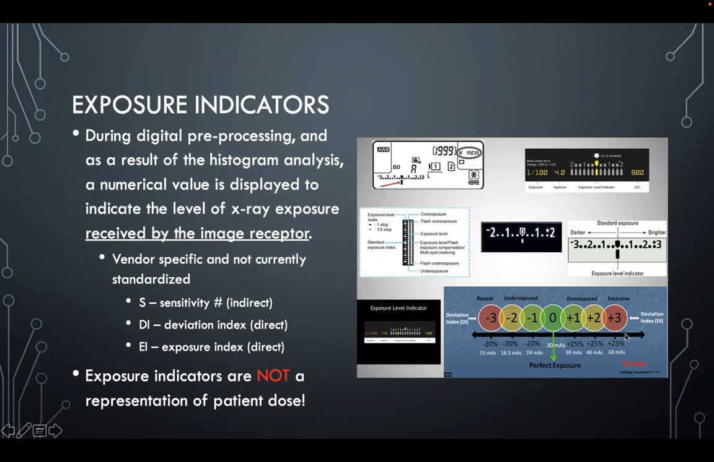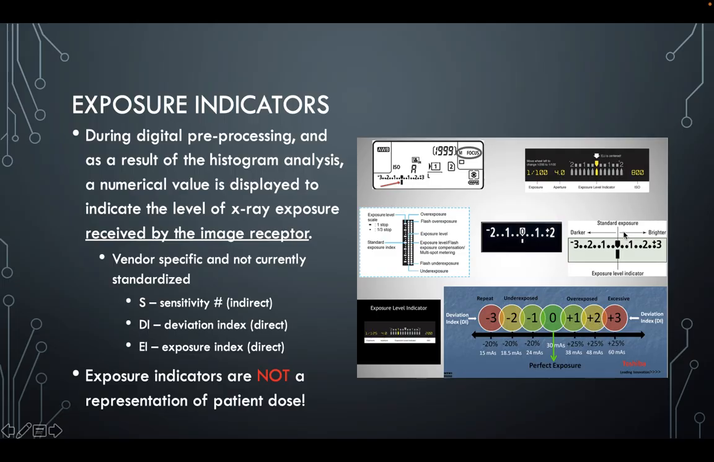And then conversely, let's say I wasn't paying attention, and I accidentally increased my technique instead of decreasing it. The system was expecting 30 mAs, but I sent through 48. So now I have overexposed my patient, my image is probably going to look a little darker, and I am going to get a higher DI number.